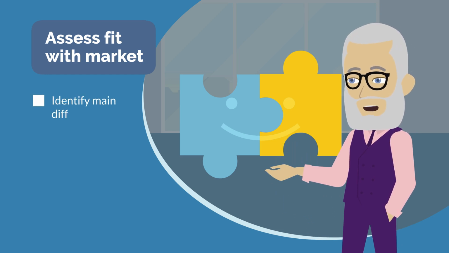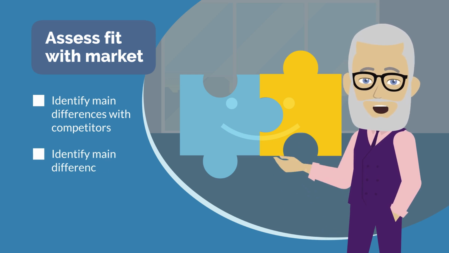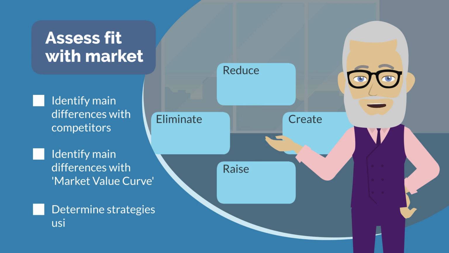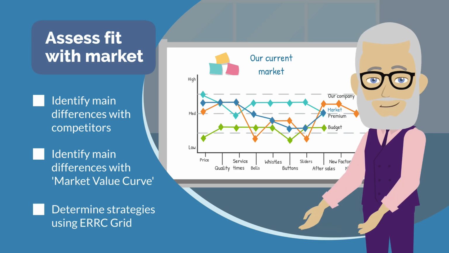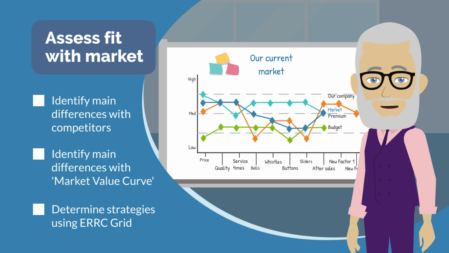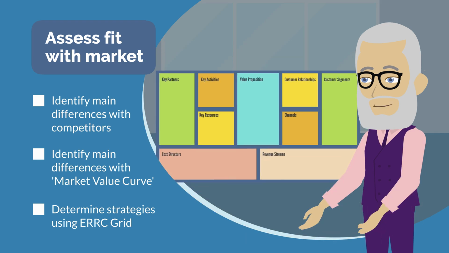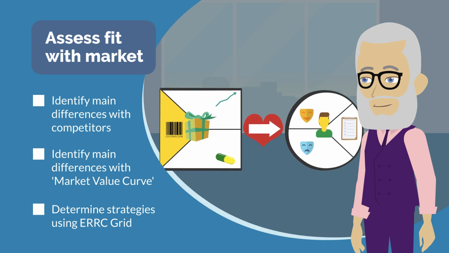Identify any significant differences between your value profile and those of your competitors, and perhaps more importantly, the market value curve. Use the Blue Ocean Strategy ERRC grid to determine those factors that should be eliminated, reduced, raised, or created to enable value innovation or to unlock uncontested market space. You can evaluate the cost implications and value creation opportunities from an organization perspective using the Business Model Canvas. New value propositions should be tested using the Value Proposition Canvas.